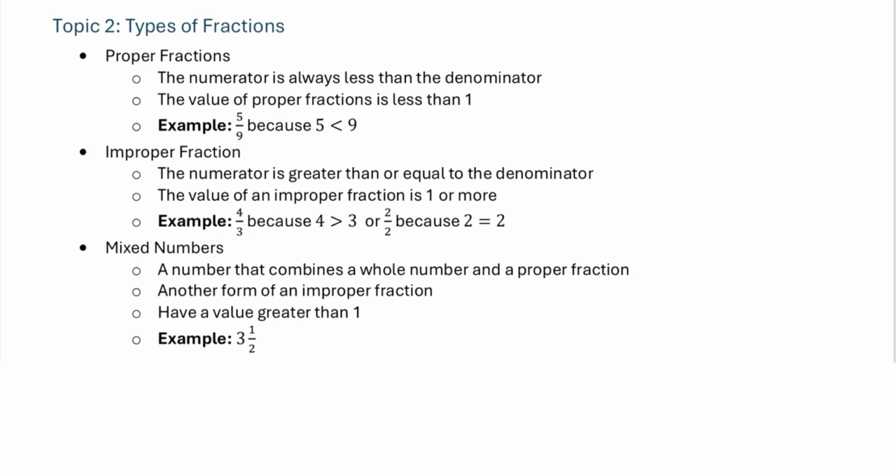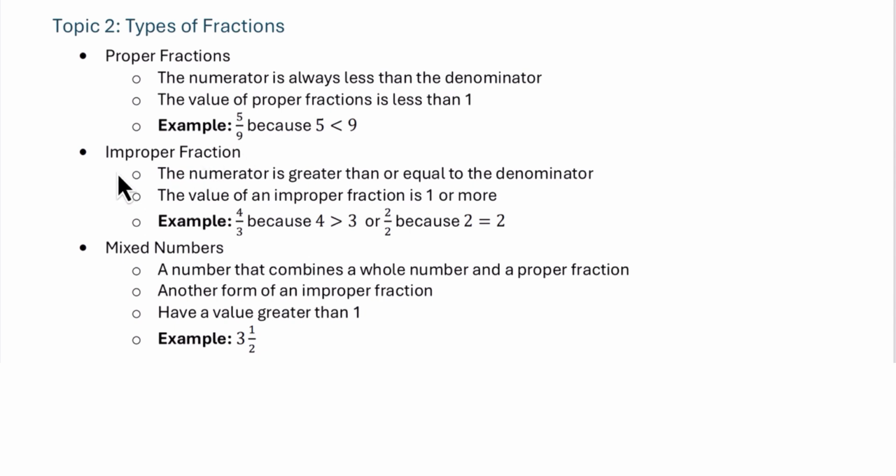There's three main kinds of fractions. First, proper fractions. In a proper fraction, the numerator is always less than the denominator, and the value of the proper fraction is less than 1. For example, 5/9 is a proper fraction because the numerator 5 is less than the denominator 9.